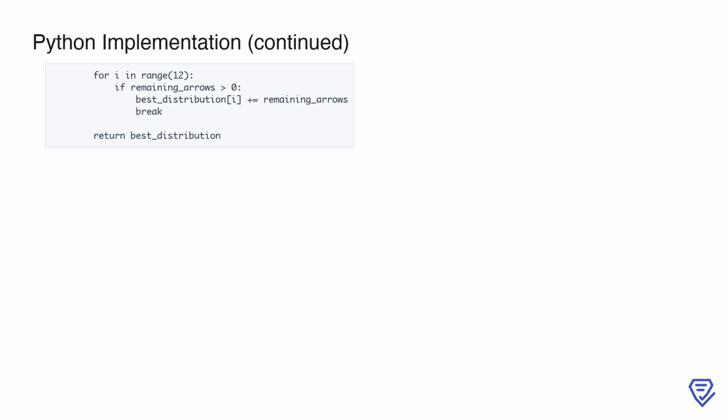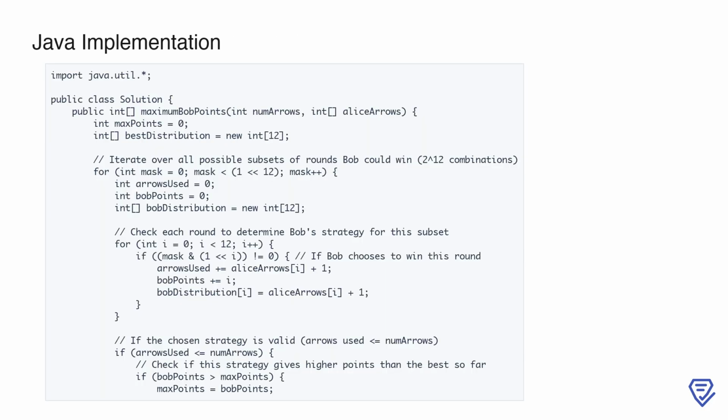This approach ensures that every combination is analyzed, and the best possible outcome is chosen efficiently within the given limits. Here, we are implementing a solution to maximize Bob's points in the archery competition. The method maximumBobPoints takes the total number of arrows Bob can use and an array representing the arrows Alice used in each round.